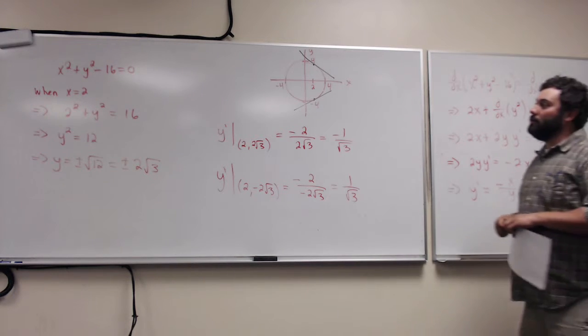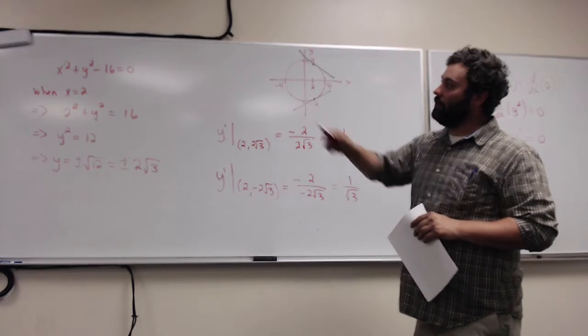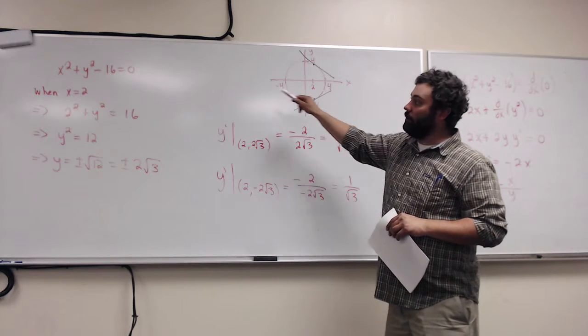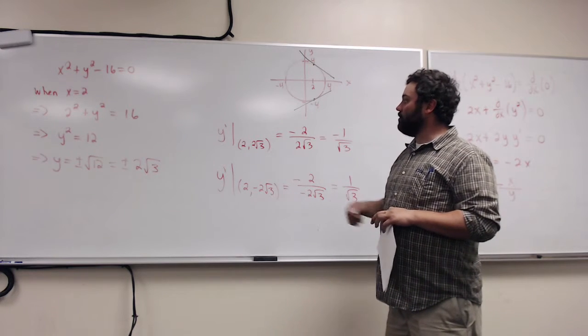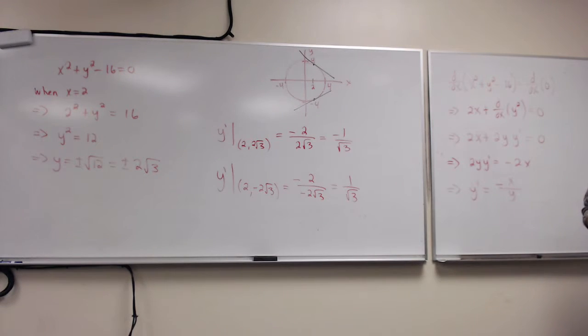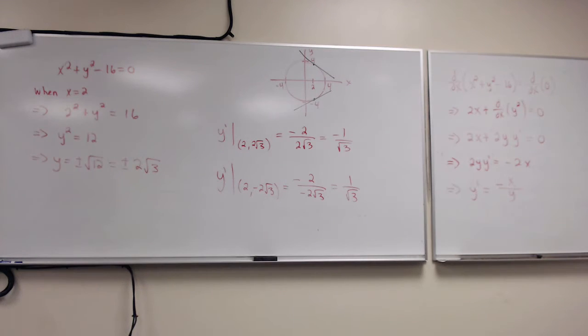And then what we had to do was, if we want the slope of the graph when x is equal to 2, I had to find the y coordinates of those points using the original equation. And then you just plug those coordinates into y prime to get the slope of the tangent line. If we wanted to, we could find the equation of the tangent line too, but we won't do that here.